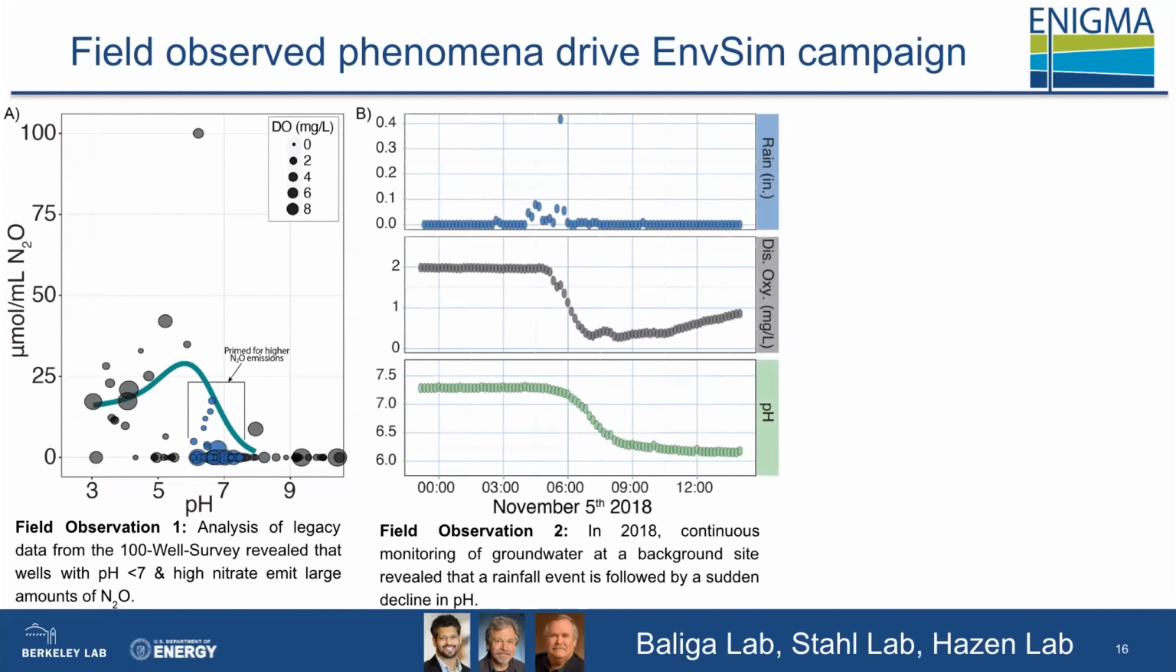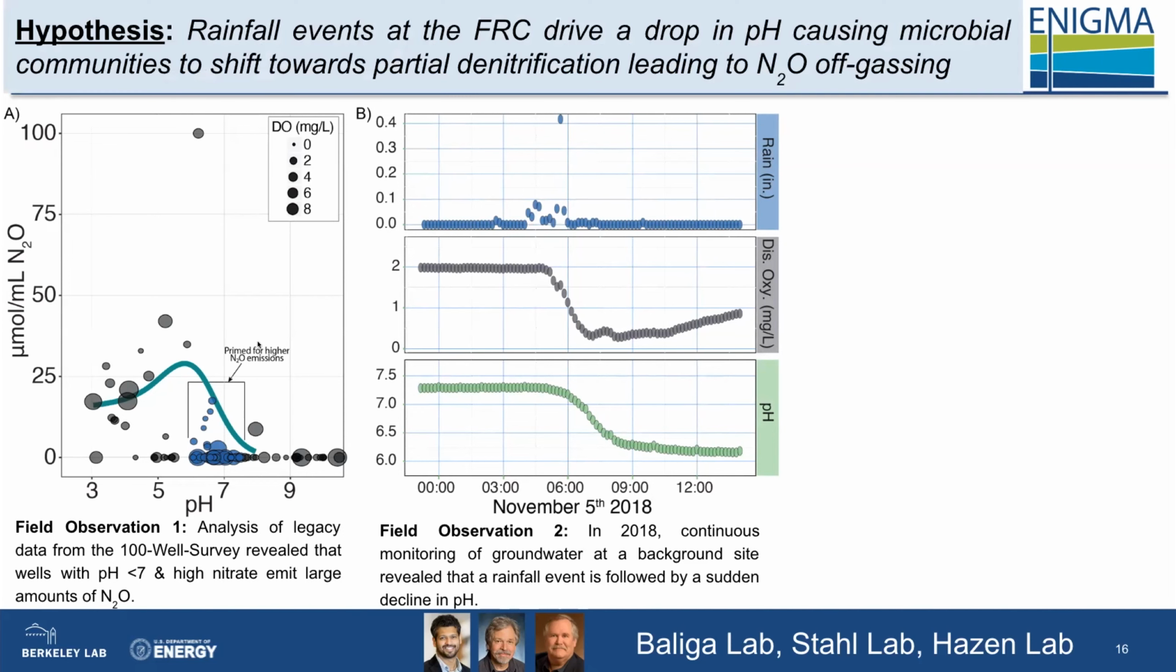We noted as well that when rain occurred, oxygen would drop and pH would drop, which would then be correlated with the off-gassing of the nitrous oxide itself. And so the hypothesis we came up with was that rainfall events at the FRC drive a drop in pH, causing microbial communities to shift towards nitrification.